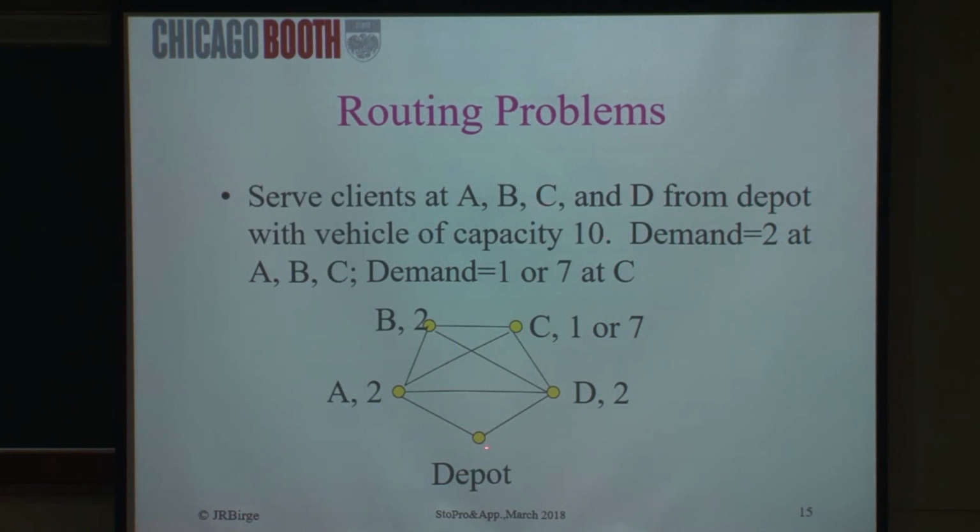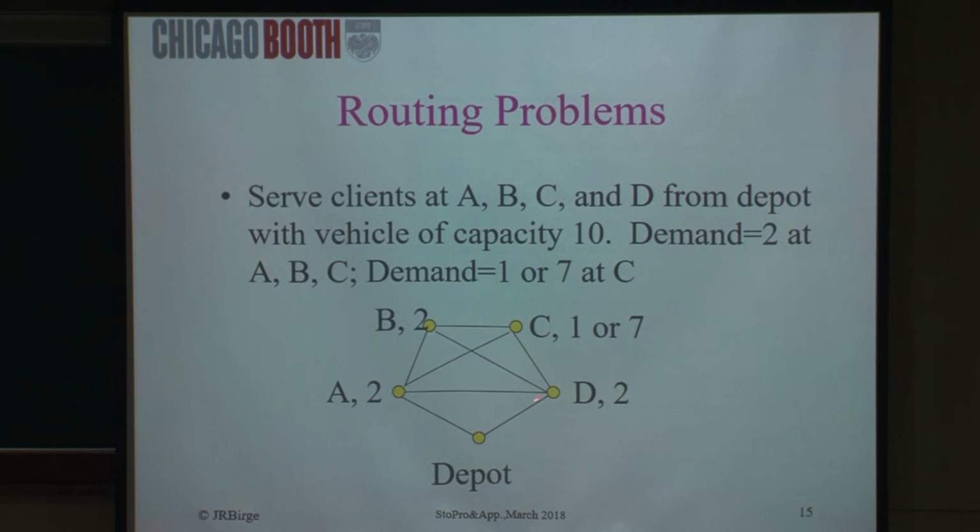So if I filled it up with 10,000 and I went out here and I delivered 2,000 here and 7,000 here, I'd only have 1,000 left, and I wouldn't be able to deliver to B. So then I'd have to go back and refill the truck, and then go back here and top off B, and then go over to A and go back to the depot.